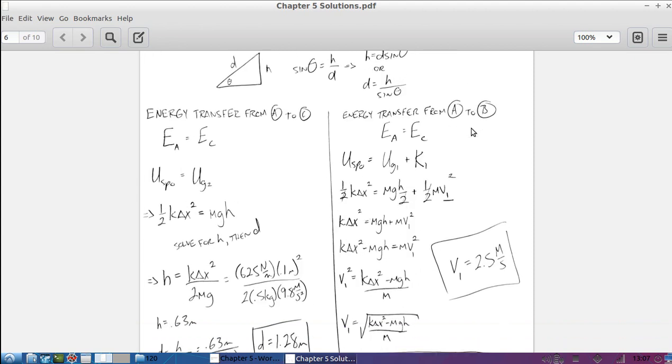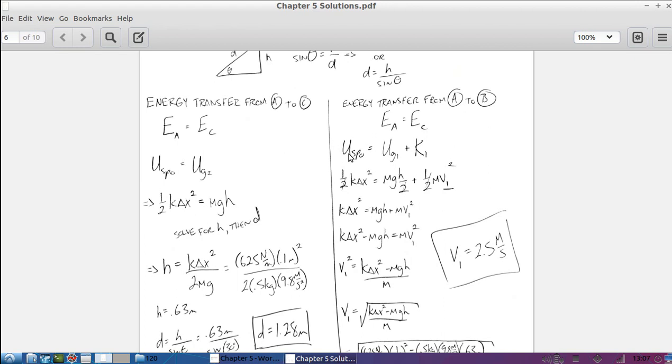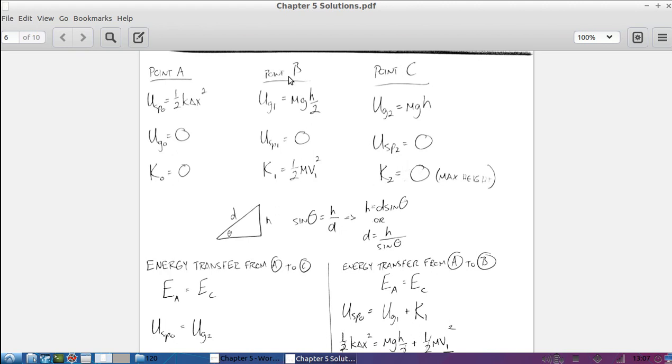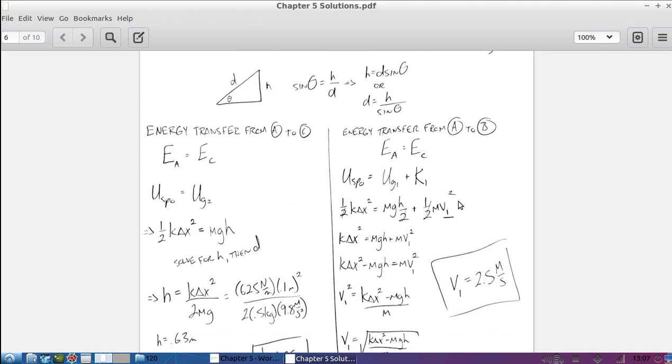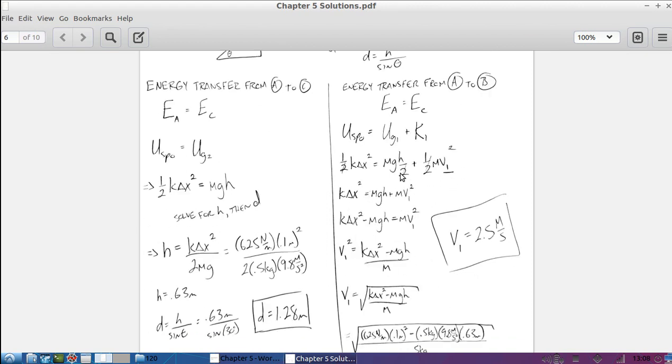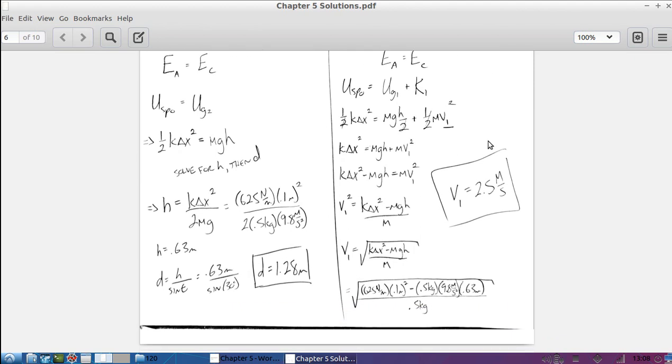So I set the initial spring potential equal to the total energy at point B. So it has gravitational and kinetic at point B. So set the spring potential from point A equal to the gravitational potential and the kinetic energy at point B. So I substitute my expressions in. Notice everything's got a 1/2 in it this time, so that's pretty nice. Right? I don't have to deal with these fractions. I can cancel out that 1/2.